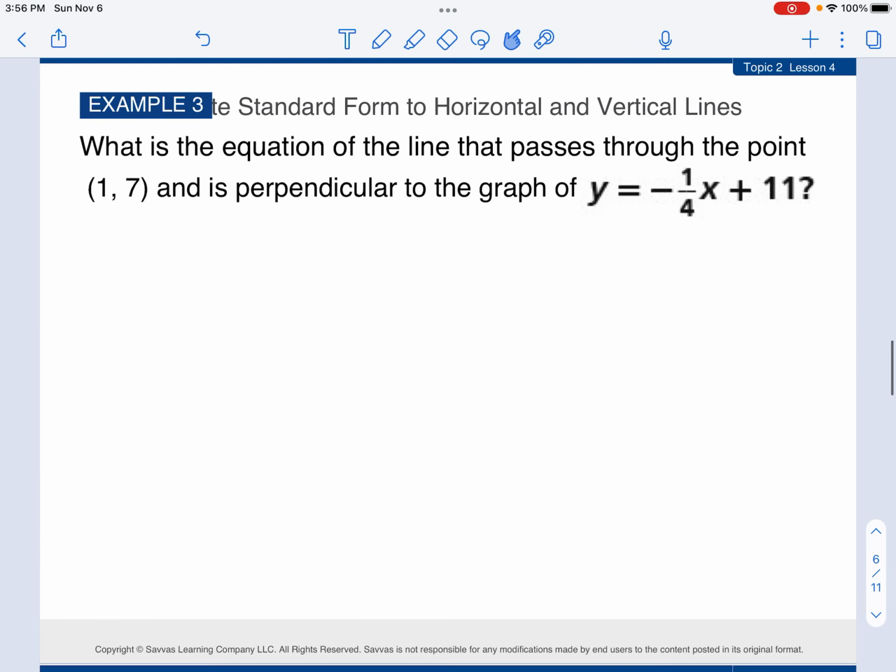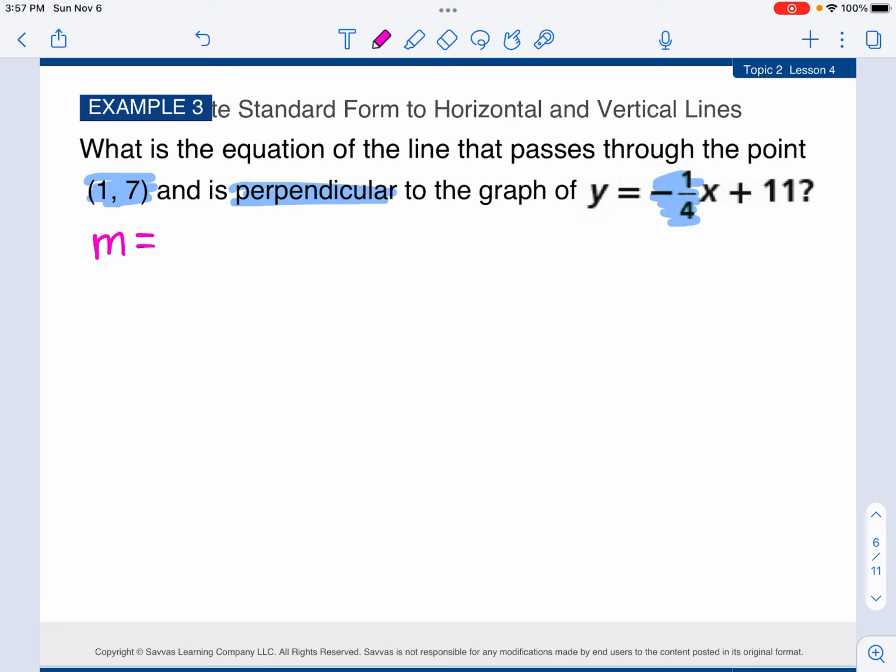So what is the equation of the line passing through the point (1, 7) and is perpendicular to the graph of y equals negative 1/4 x plus 11? So perpendicular lines, slopes are opposite reciprocals of each other. So if our equation is perpendicular to this one given, then our equation has a slope of positive 4 since the slope of the line given to us is negative 1/4. You're then going to use the point (1, 7) to write the equation.